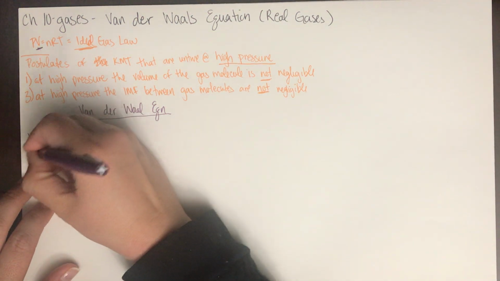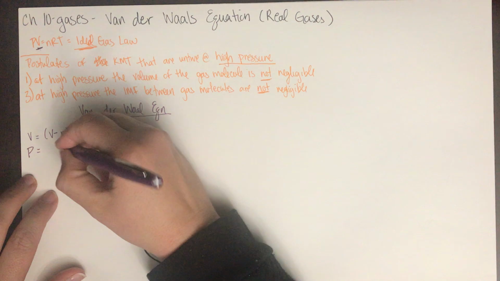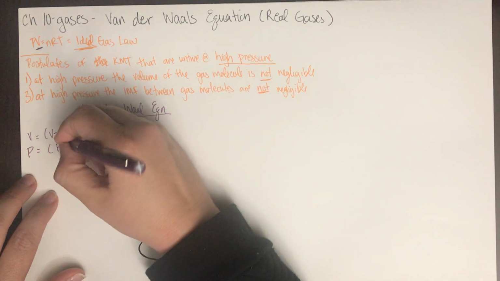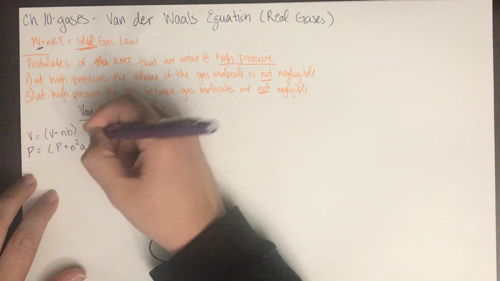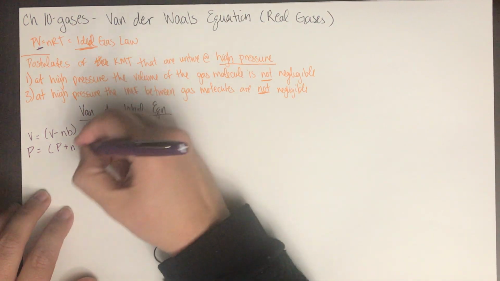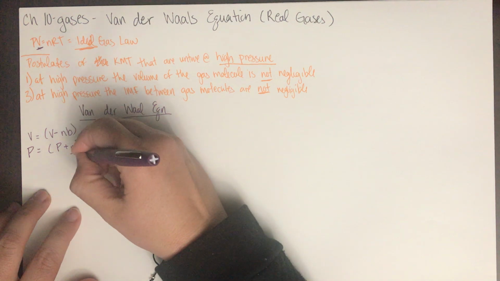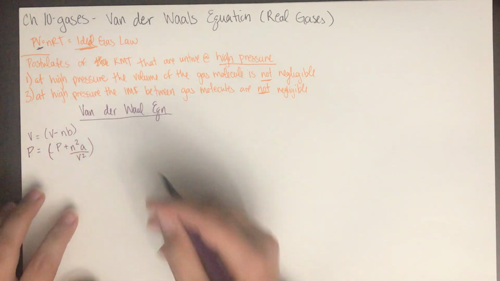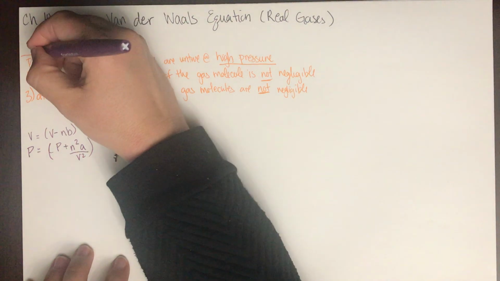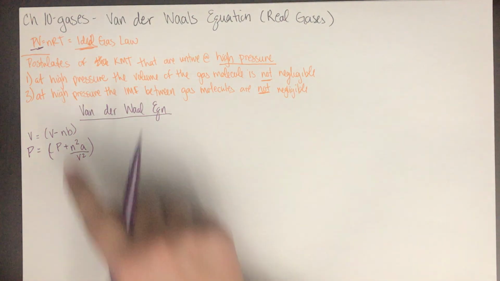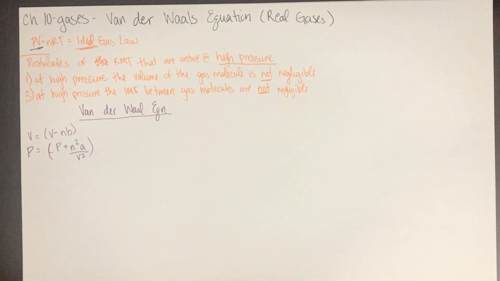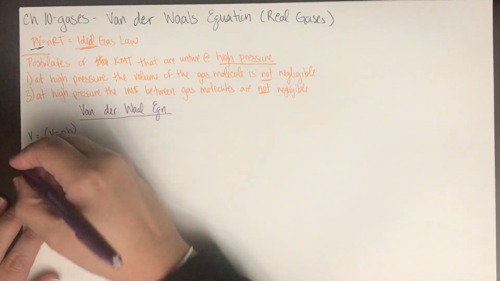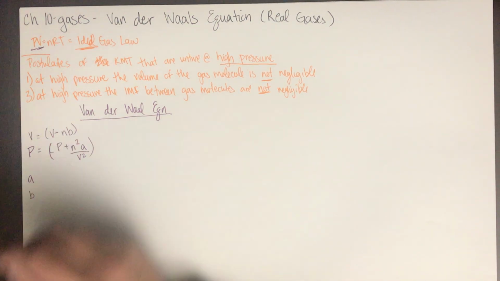The P term is now going to become P, pressure, plus n squared A over V squared. That's what P is going to be now. So P and V get new values to adjust for these deviations that occur at high pressure. So we have 2 new terms. We have an A term and a B term.